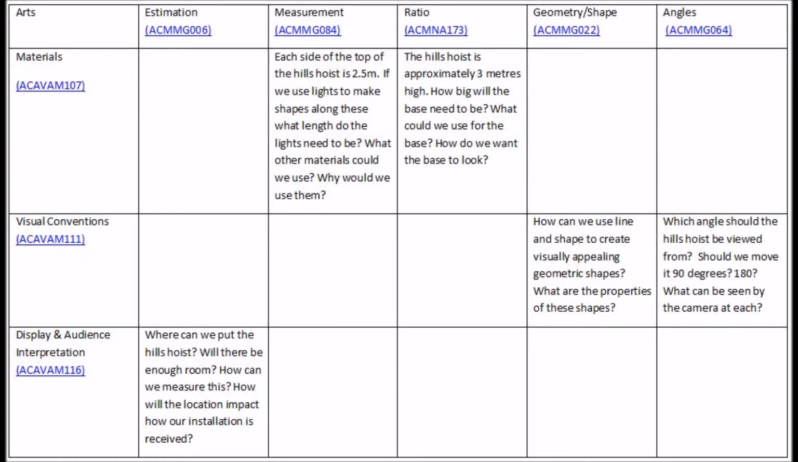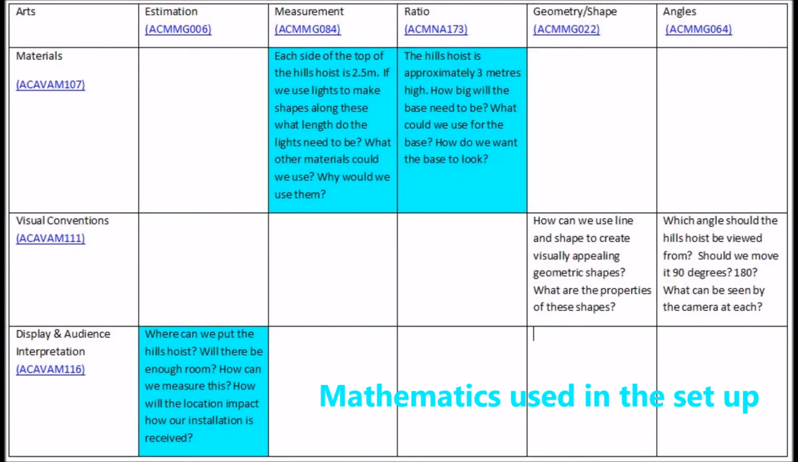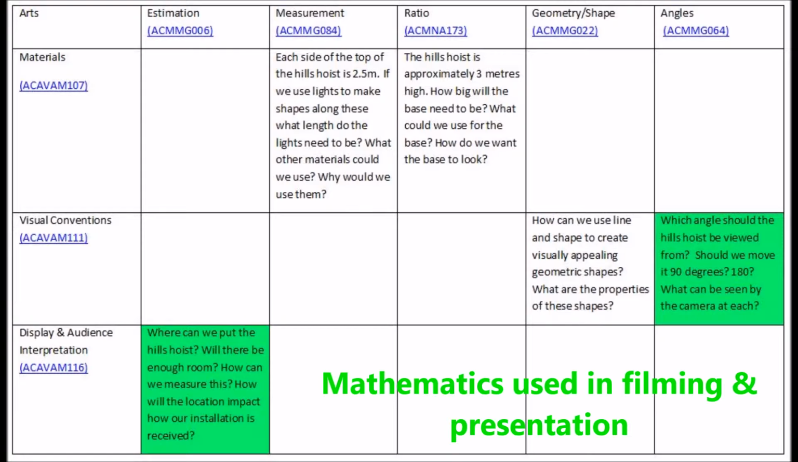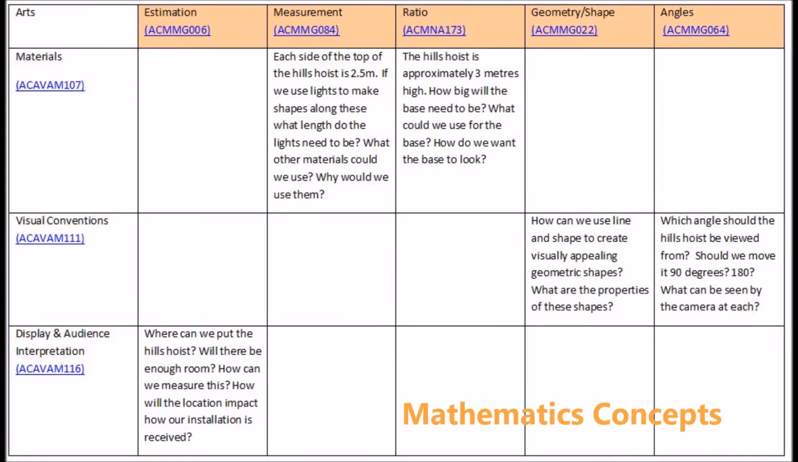Links between visual arts and mathematics can be found at all stages of this installation, so not just in the installation itself, but also in the preparation for the installation and in its filming and its presentation. So when I was looking at the arts, I looked at the use of materials, the use of visual conventions, and also the display and the audience interpretation. In mathematics, I looked at estimation, measurement, ratio, geometry, and also angles.